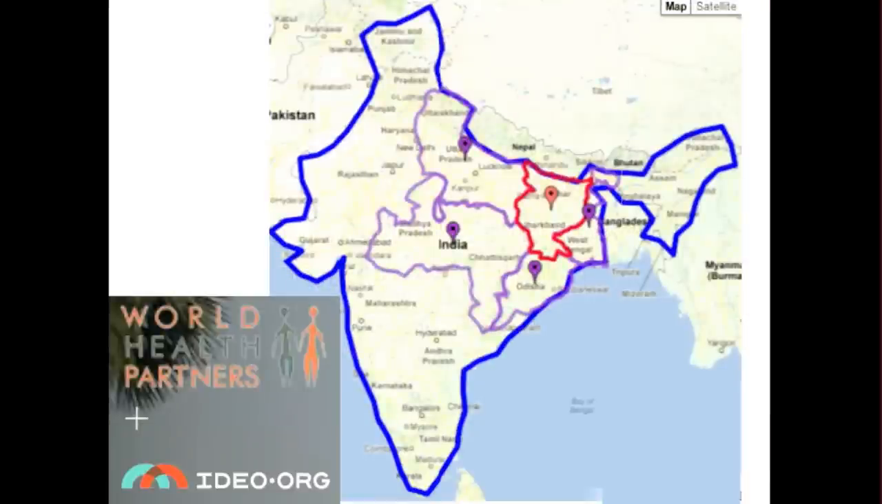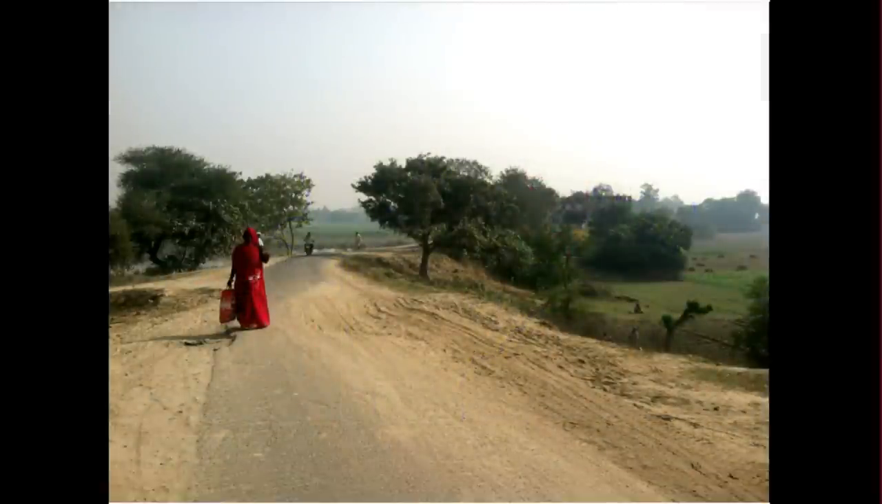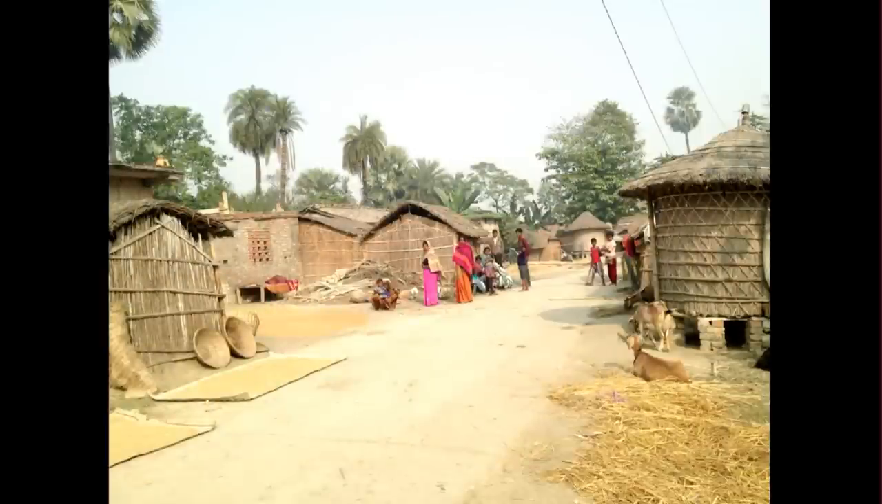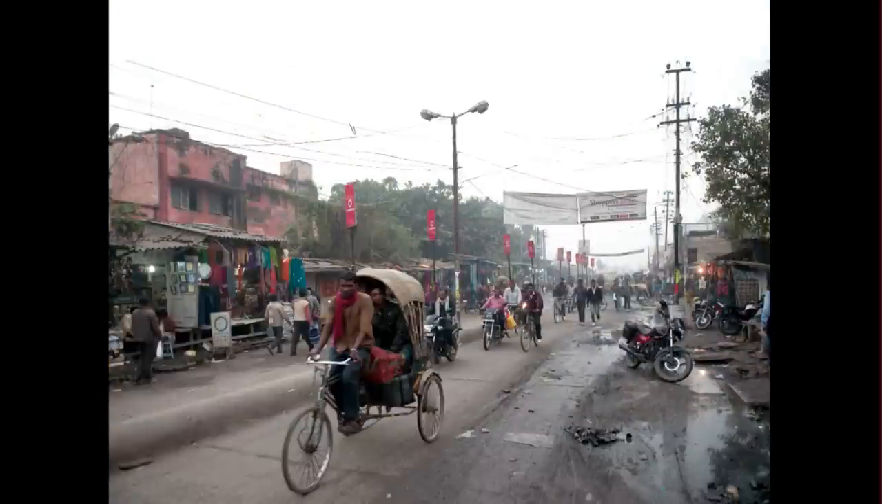The Bihar region is the northeast part of India near Nepal. It's a very rural part of India, but it has 110 million people that live in this very rural state. So it's still populous, but the vast majority of people live in small, very small villages or medium-sized villages.